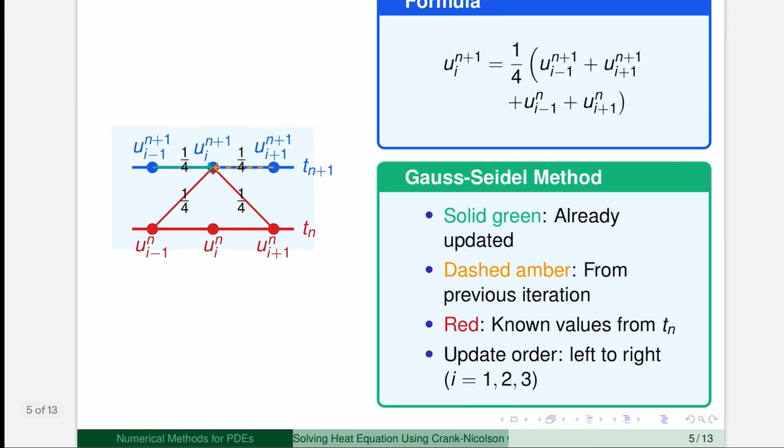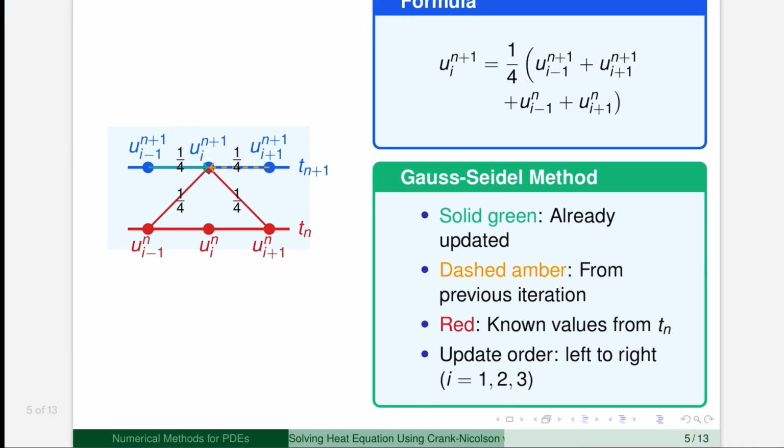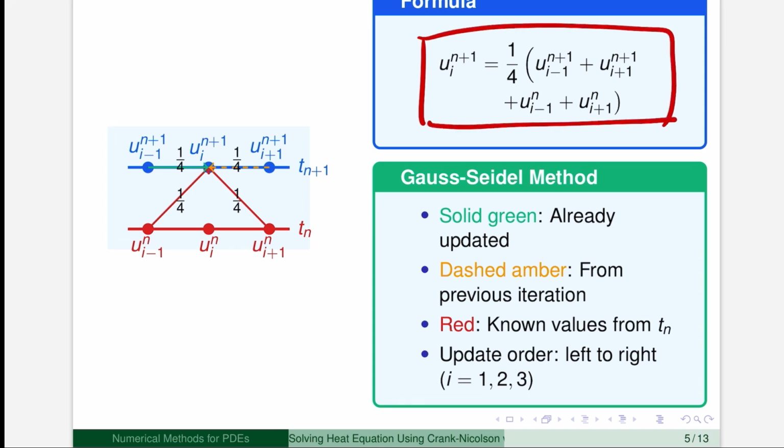Now how to do that? We know the equation, the Gauss-Seidel formula, after putting lambda equal to 1, we got this equation. For this equation, if you want to calculate this point, you need this point value, this point value, this point value, this point value, the summation divided by 4, and you will get this value. Based on that we'll do the calculation.